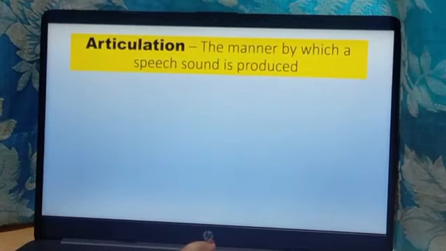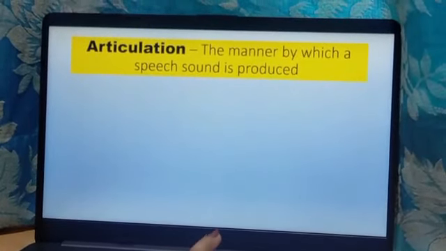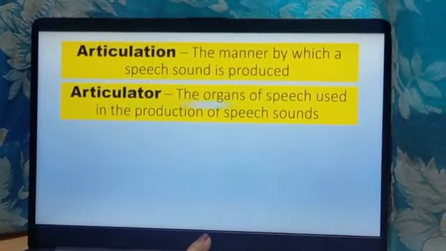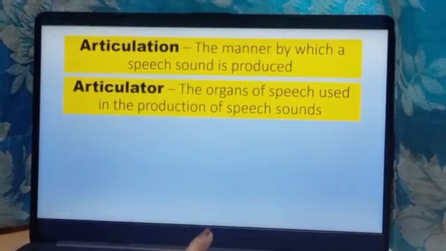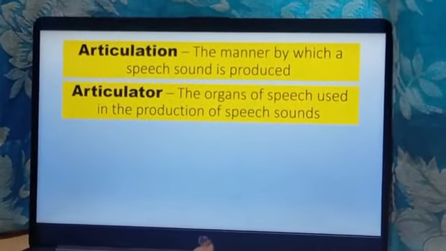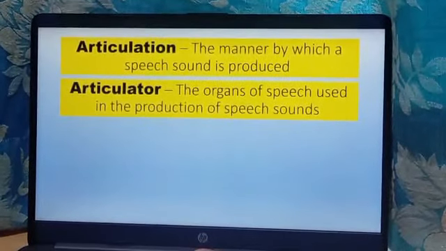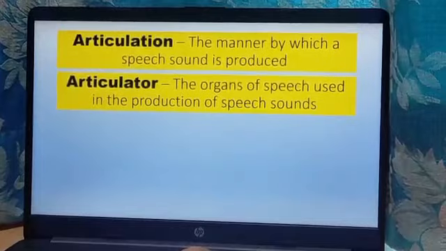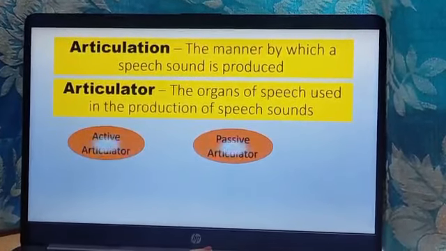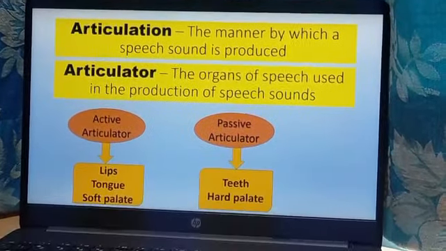So if I just wanted to repeat so that we remember this forever: articulation is the manner by which a speech sound is produced, and articulators are the organs of speech which are used in the production of the speech sounds. So these are the basic definitions we need to know before we actually proceed. And in our mouth we have two forms of articulators. They are the active articulator and the passive articulator.